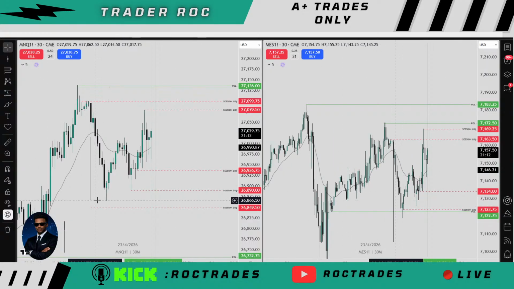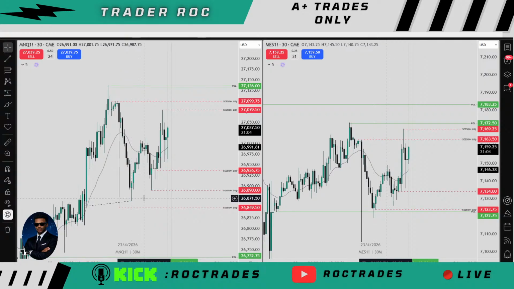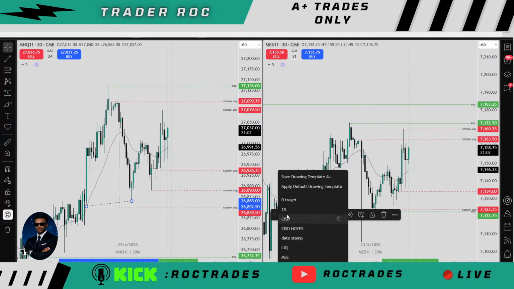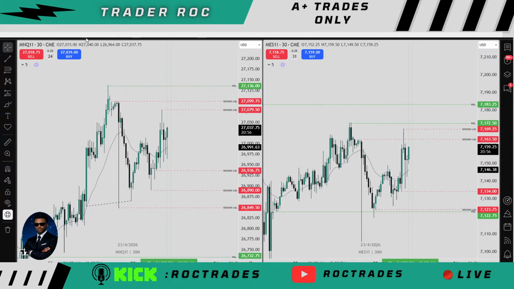Do we have any SMT off of this low here? Yeah, so we have hidden SMT off of this low right here. Hidden SMT off of that low.